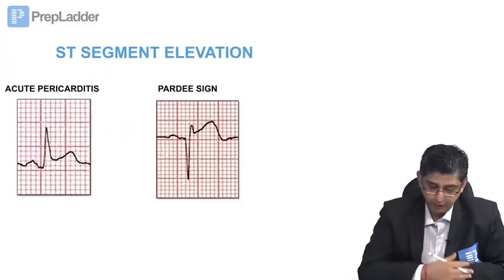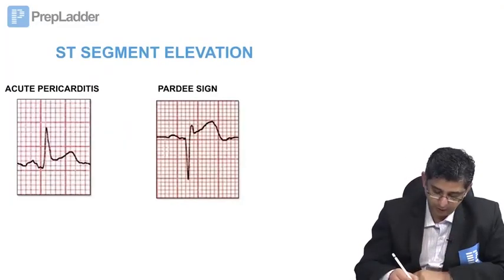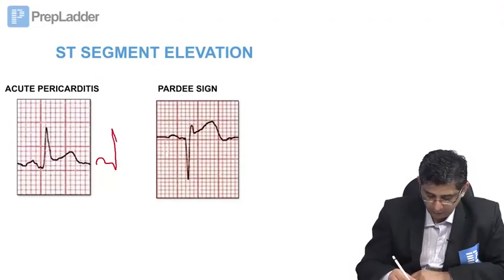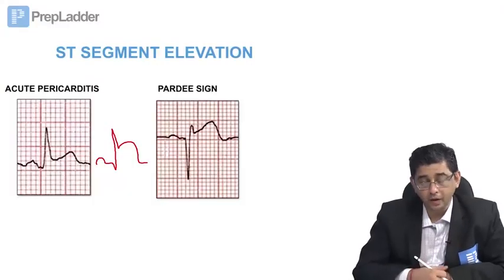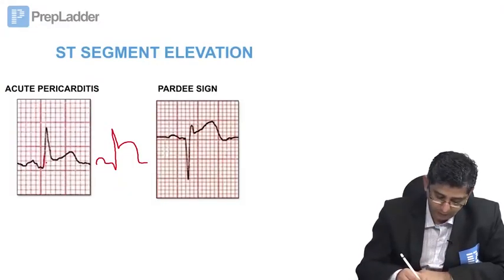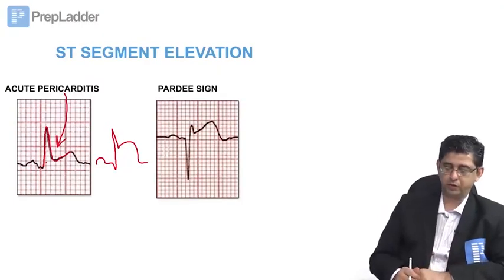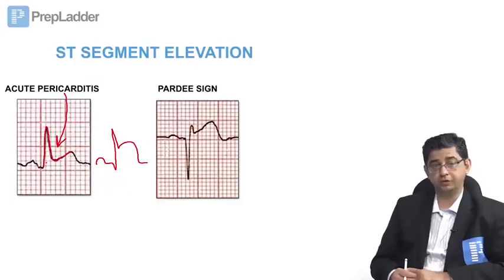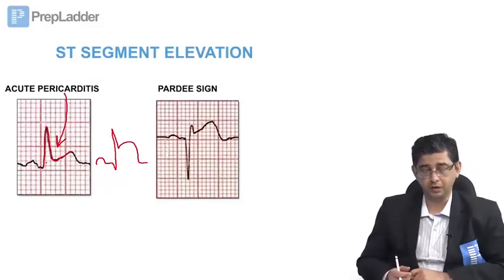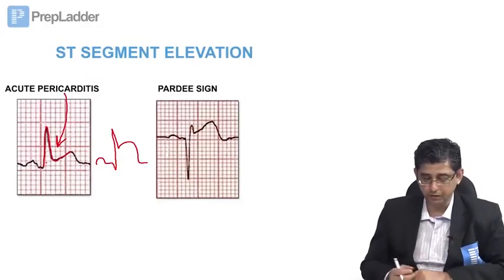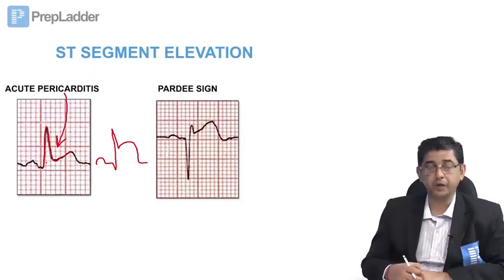You can just follow the tracings here. For myocardial infarction, it would always be an ST segment that will be convex upwards, as you can see on the right hand side. But in this one, if I trace it before you, you can see a concavity. So this concavity is the one which is indicative of diagnosis of acute pericarditis. So both the findings which are mentioned simultaneously are those of ST elevation of pericarditis versus that of Party sign.